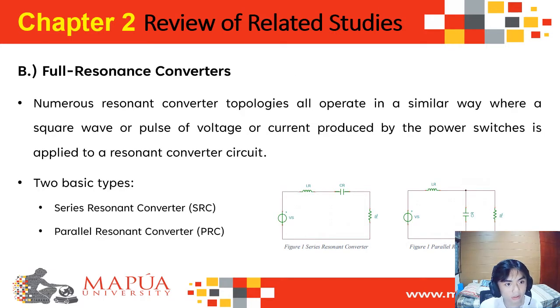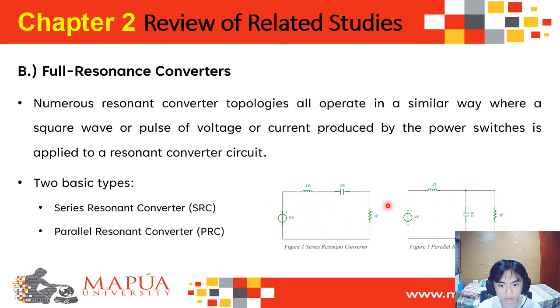Next is the full resonance converter. Numerous resonant converter topologies all operate in a similar way, where a square wave or pulse of voltage or current produced by the power switches is applied to a resonant converter circuit. There are two basic types of full resonance converters. First is the series resonant converter, or SRC, and the parallel resonant converter, or PRC.